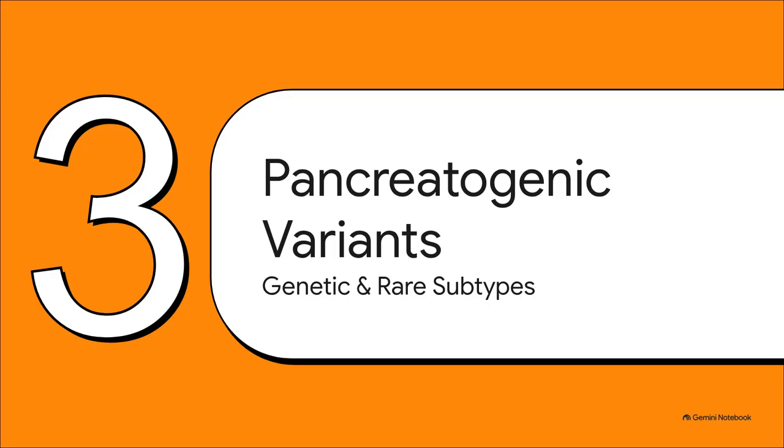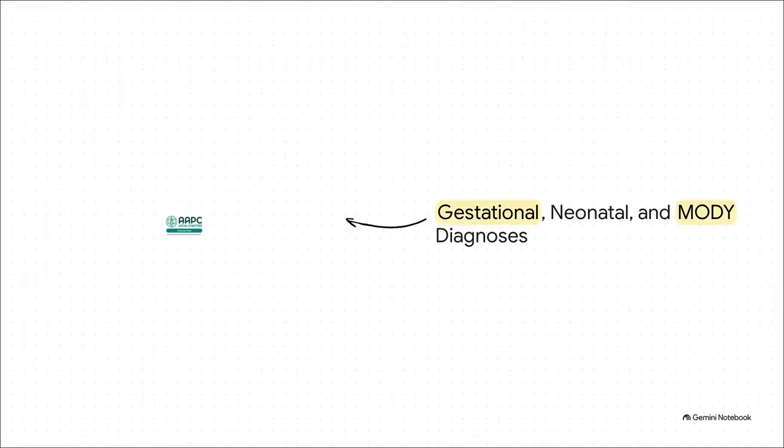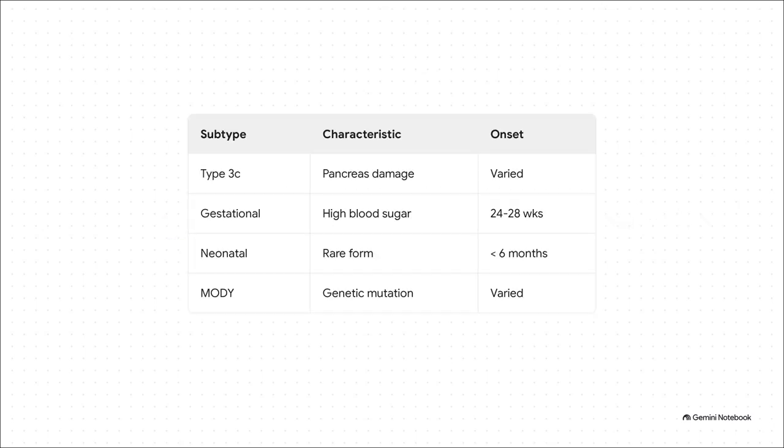Section 3, pancreatogenic and genetic variants. Now let's compartmentalize the rare variants that truly separate the average coders from the experts. These rare subtypes have hyper-specific clinical indicators. When you're reading through a specialized endocrinology or OBGYN chart, these are the exact trigger words you absolutely must be hunting for. Let's walk through these vital subtypes together.